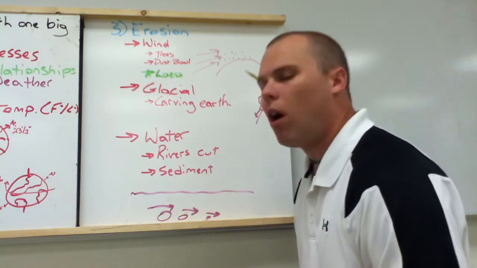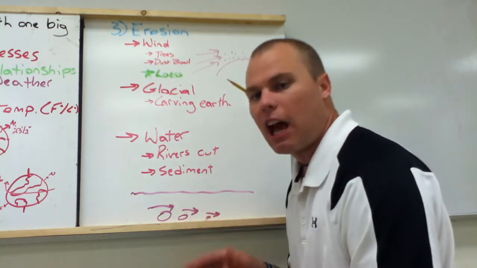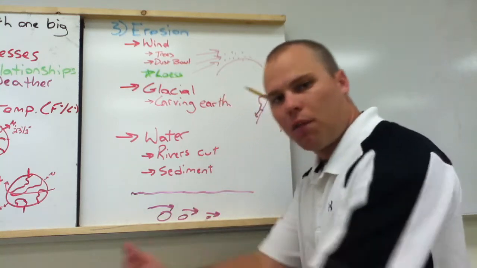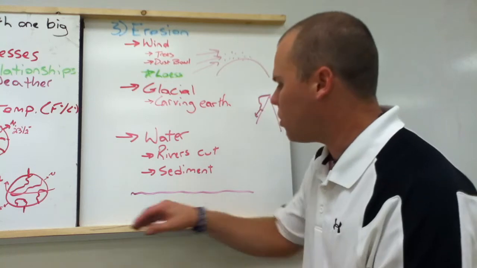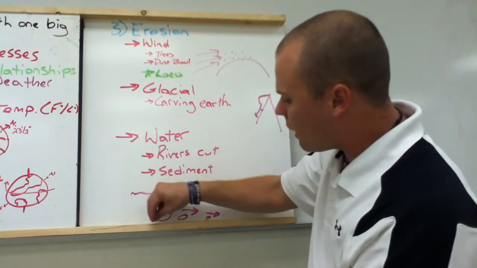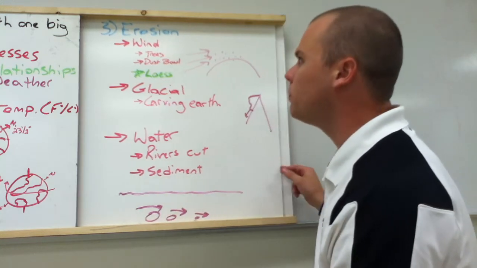Another type of erosion is water erosion, and there's a couple of ways that this can happen. Number one, rivers and water can literally cut a path and carve a path into the Earth's surface, but also sediment can move across the bottom of a riverbed, and that big rock can be broken down into smaller rocks.